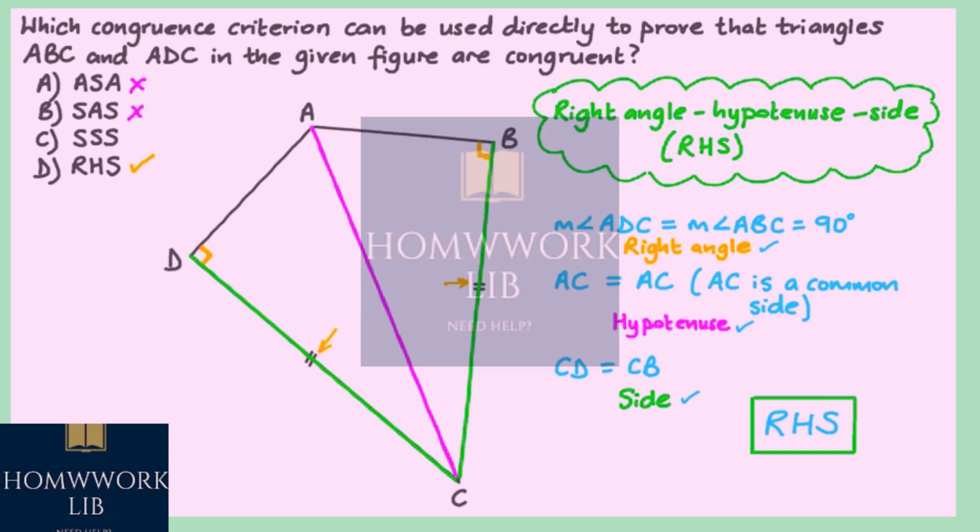We can also exclude option B, the side-angle-side criterion, as the 90-degree angle we were given was not included between the two sides whose congruency we could establish. And finally, the SSS rule cannot be applied directly, as we weren't given any information about the congruency of all three pairs of sides. Therefore, the RHS criterion is the only one we could directly apply from these options.